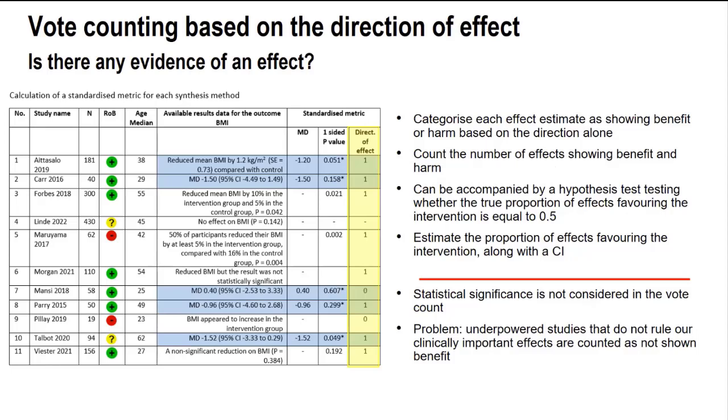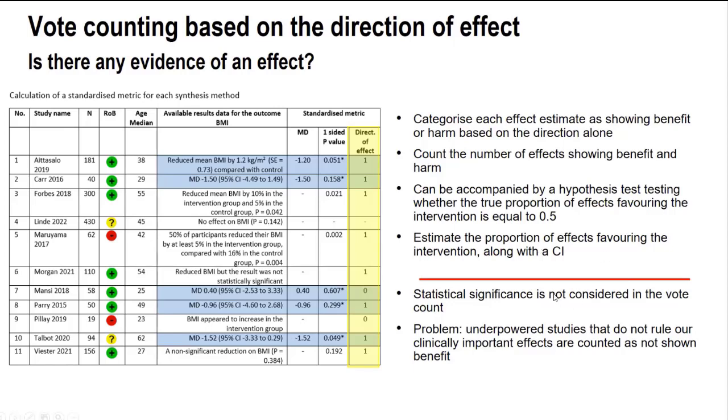If our intervention is not effective, then just by chance, sometimes a study will show that the intervention is favourable and sometimes it will show it's harmful. But if we were to repeat that multiple times, our estimate of the proportion of times the intervention was beneficial would be 0.5. And we can also calculate this proportion and calculate a confidence interval for it.